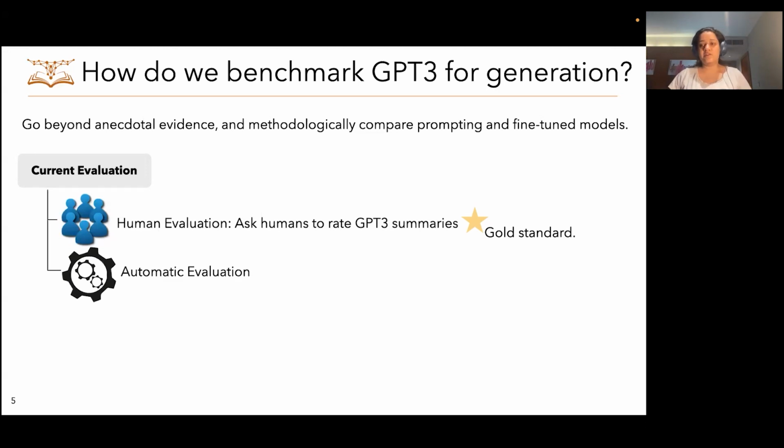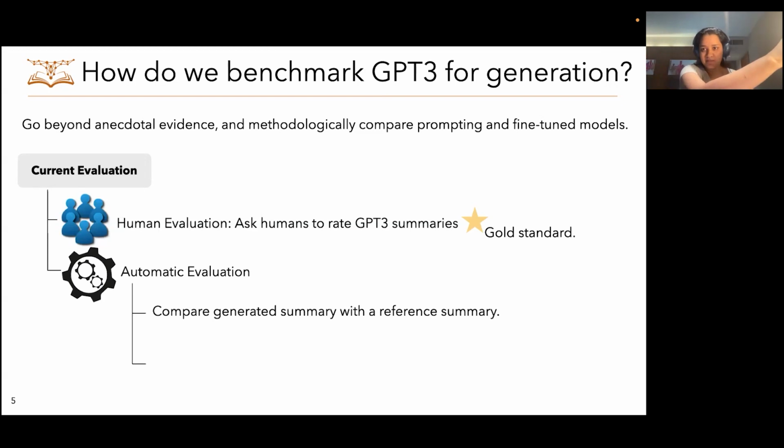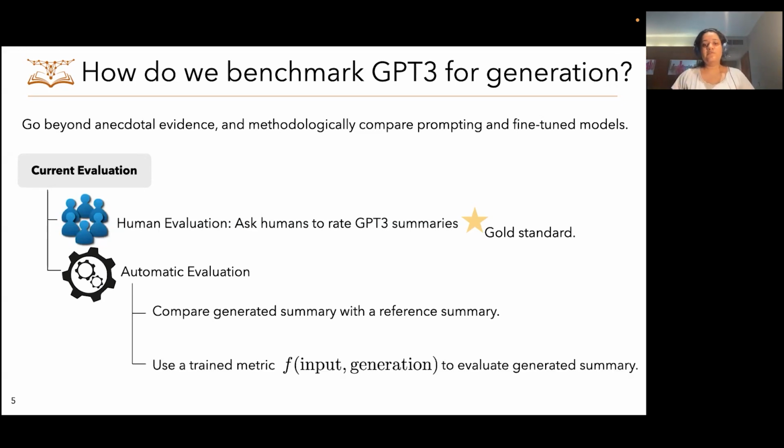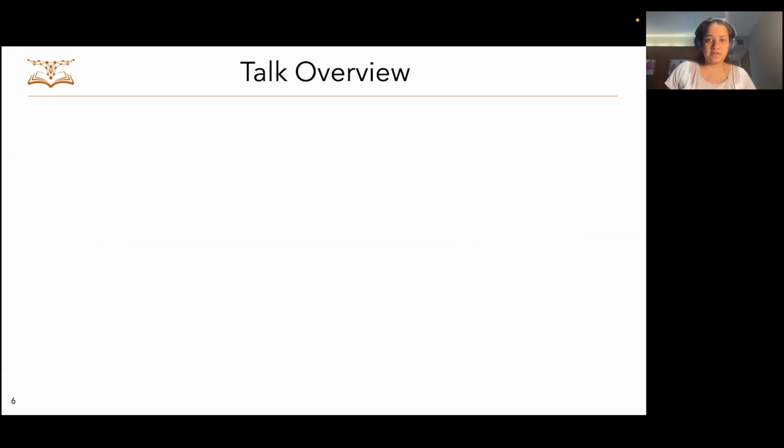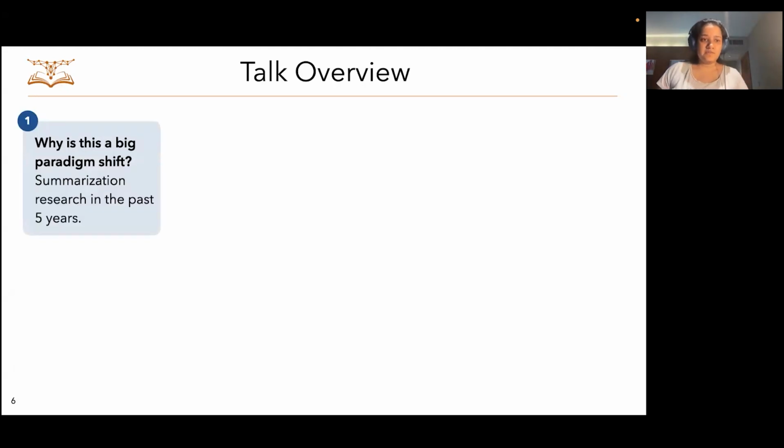The other option here is automatic evaluation, which is divided into two parts. One, we compare the generated summary against a reference summary that we have. Or two, we use a trained metric that does not use a reference summary, but instead uses a function of the input article and the generated summary to evaluate the generation. And in this paper, I will cover all these aspects. I'll first talk about what human evaluation tells us and how our automatic metrics do at this task. Okay, so this is going to be the broad talk overview. First, I'm going to spend some time talking about why GPT-3 is such a big paradigm shift and why we need to care about this.